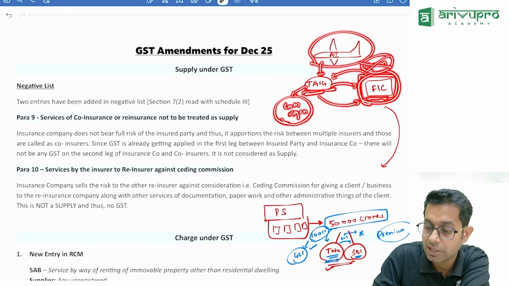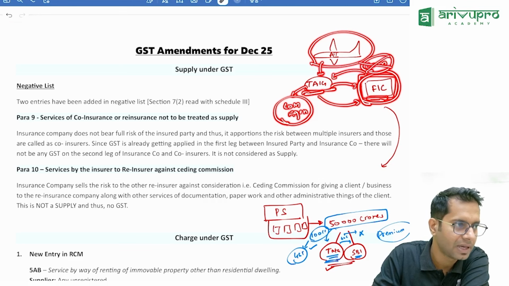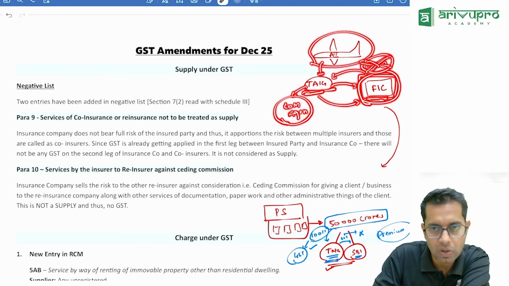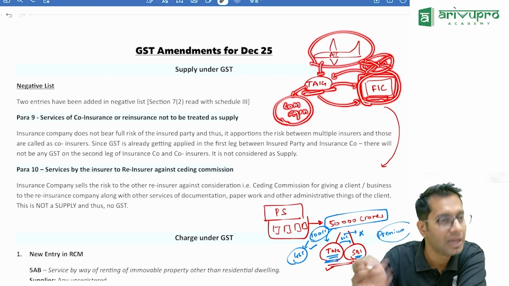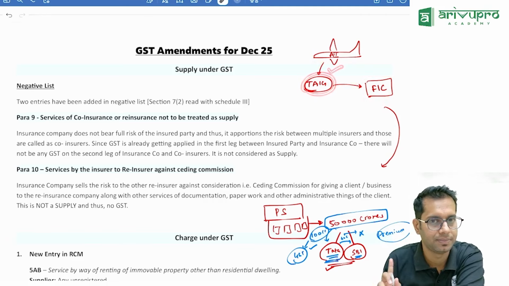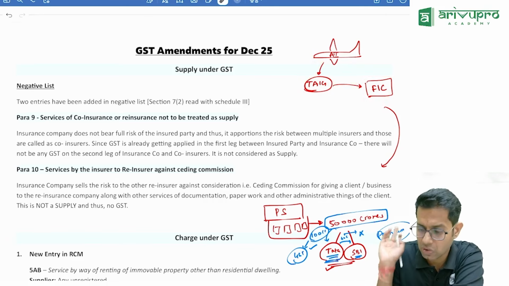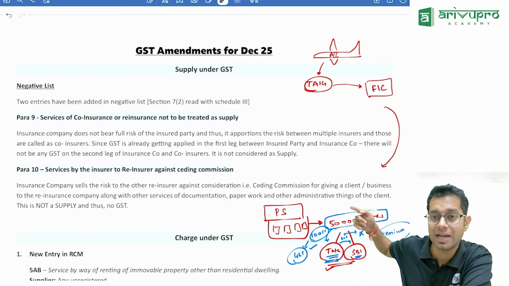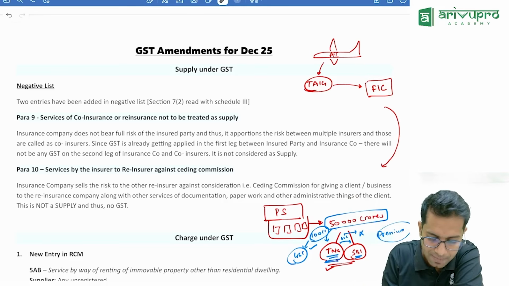For this commission, there is no GST. Lawmaker says this is not a supply. For this, there is no GST because it is a case of reinsurance. Condition is Tata should have already paid the GST. Meaning the first person should always have paid the GST. Then only the second or third person should not pay the GST.